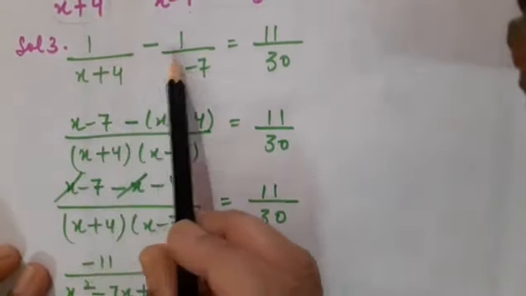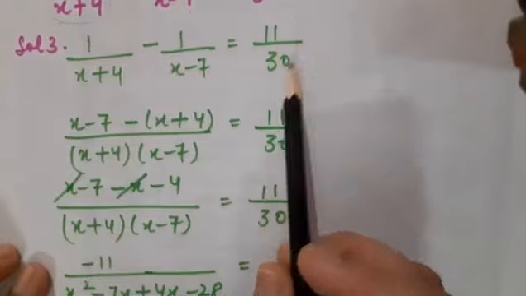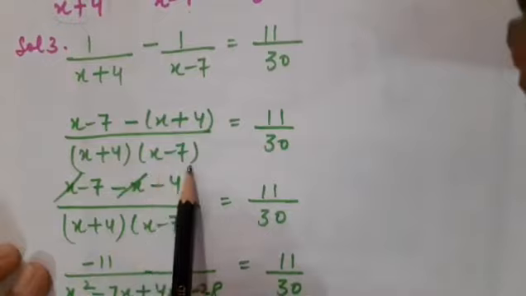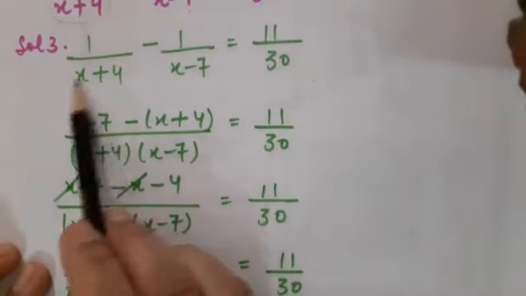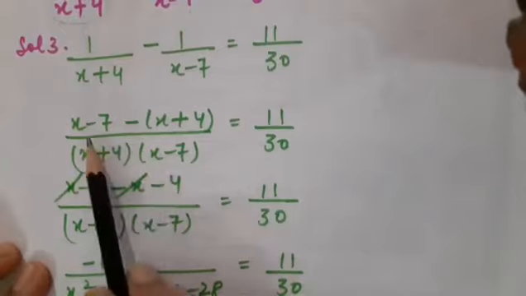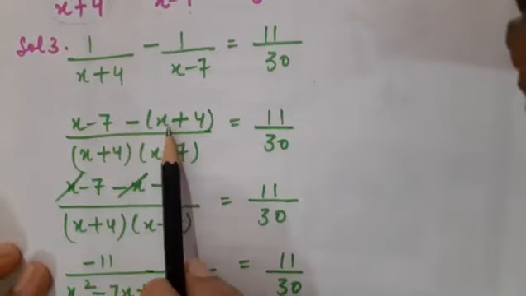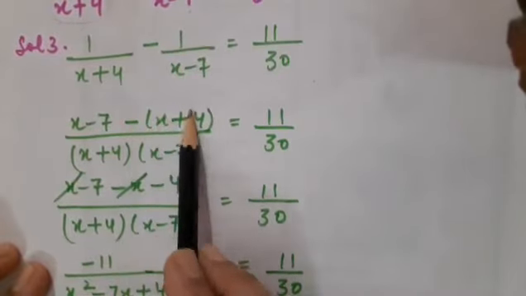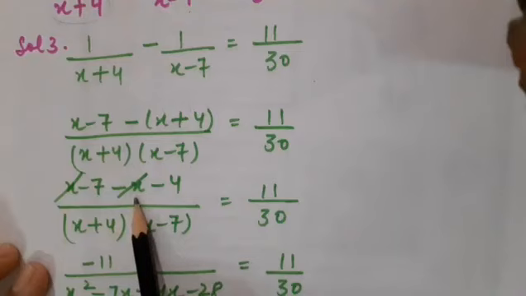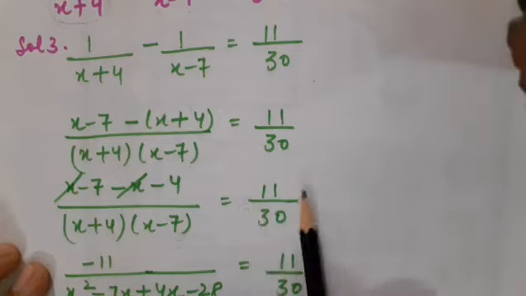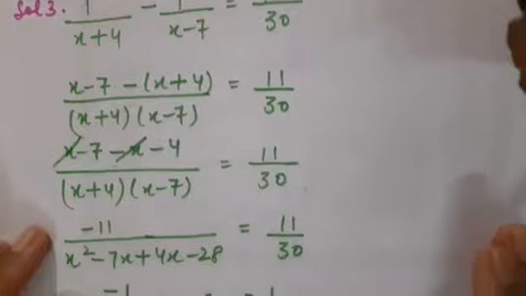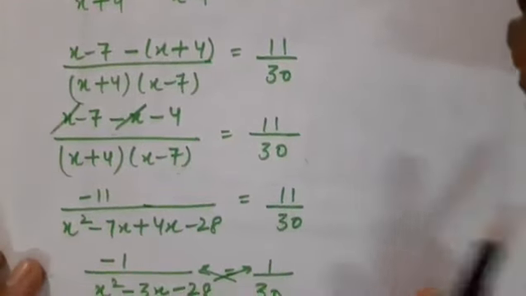1 upon x plus 4 minus 1 upon x minus 7 is equal to 11 upon 30. First of all, I am going to take the LCM. x plus 4 into x minus 7 will be the LCM. x plus 4 is cancelled with x plus 4. I have got x minus 7, right? Minus of x plus 4. Opening this bracket, so minus will enter inside the bracket. It would become x minus 7 minus x minus 4 upon x plus 4 into x minus 7 is equal to 11 upon 30. This plus x and minus x are going to be cancelled. So children, I have got minus 11 upon.